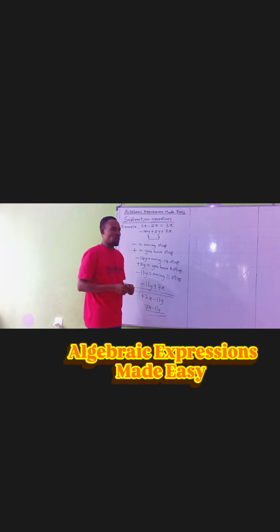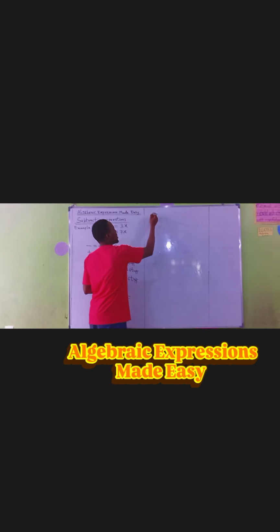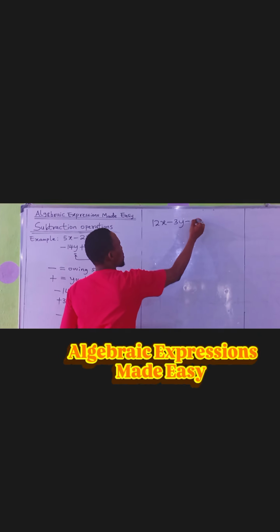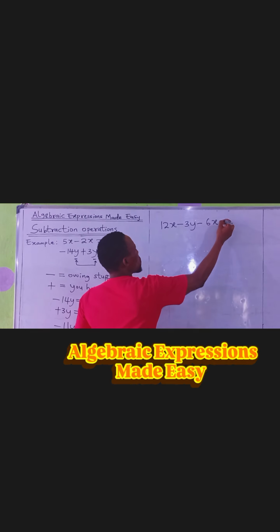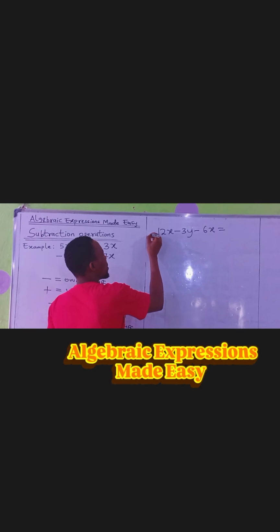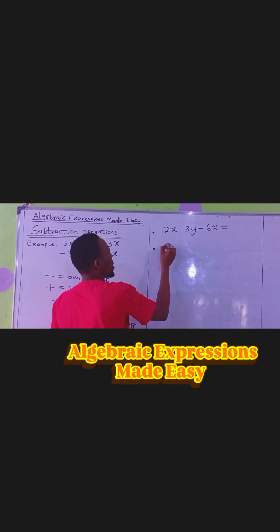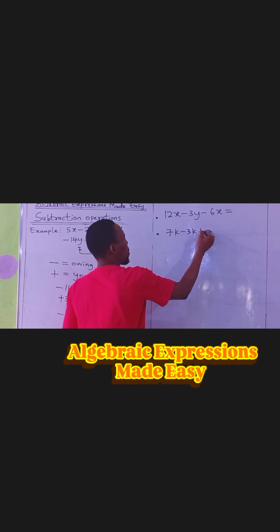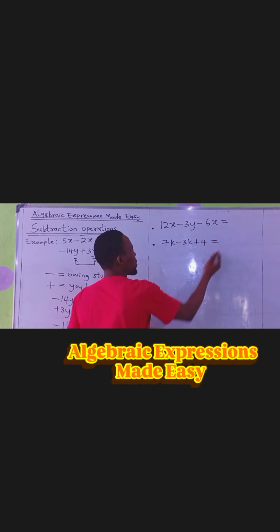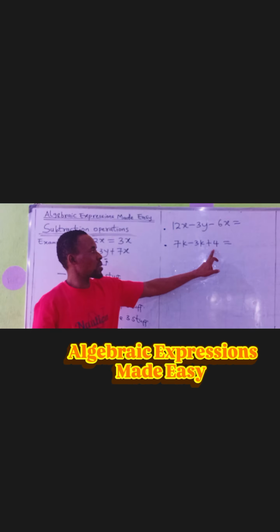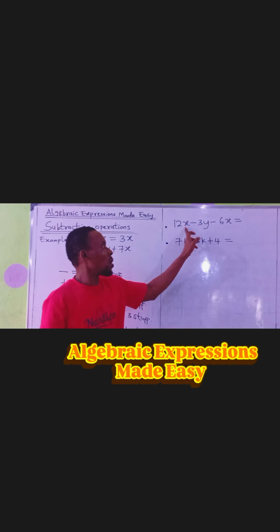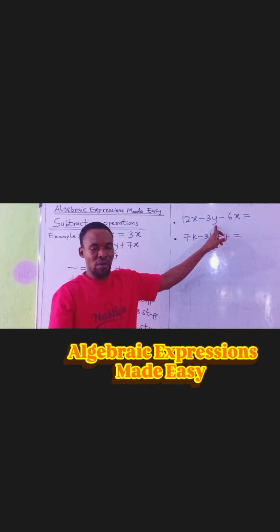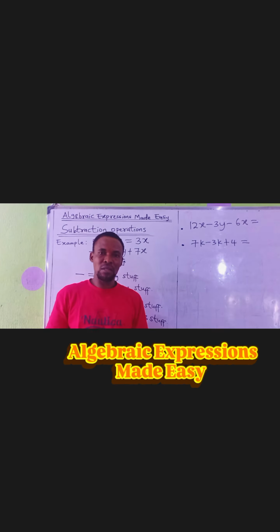Now, with that being said, I'm going to give you an example for you to solve, and then you give me your answer in the comment section. Let's say we have something like this: 12x minus 3y minus 6x. So what will it be? Then the next one will have, let's say, 7k minus 3k plus 4. What will it give us? Please take note. Here we just have an ordinary number, while in all of these terms, they all carry variables. Please, I want to see your answer in the comment section.